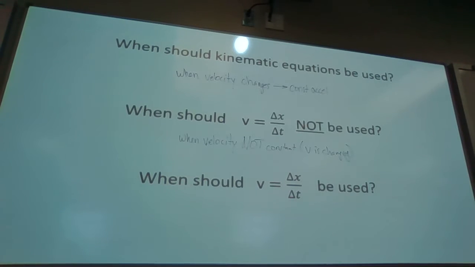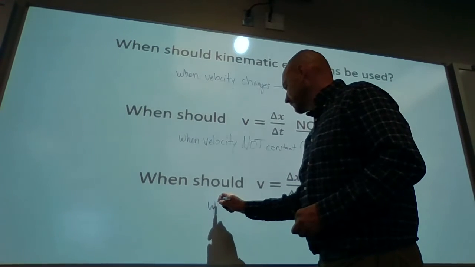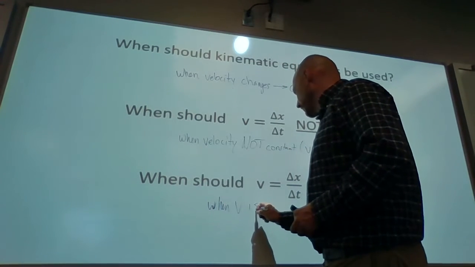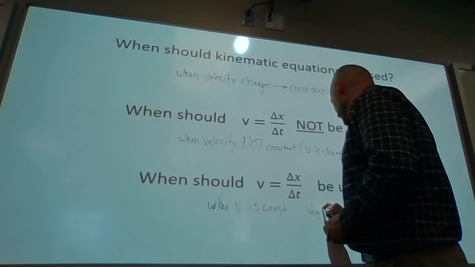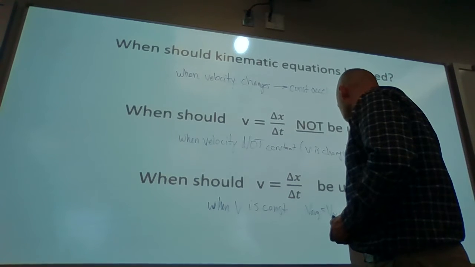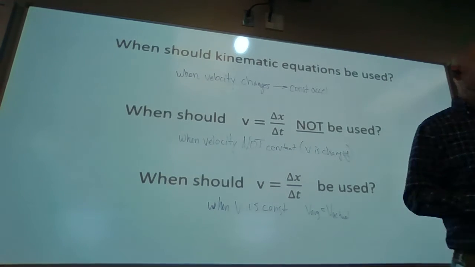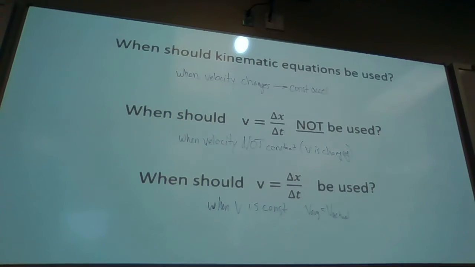But when can you use that equation? When velocity is constant, because what that means is your average velocity is your actual velocity. If you're not changing your velocity, the average is going to be whatever speed you're going at.